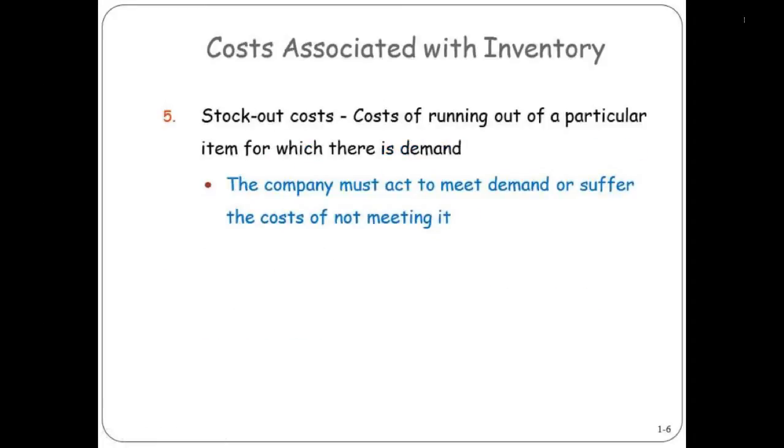Stock out costs. Stock out is when you run out of inventory, so you can't produce goods for a customer. So you either have to act in some kind of an expedited fashion, which usually costs more money to get that for the customer, or you have to tell the customer you're not going to meet their needs. Both of those costs are either real or opportunity.